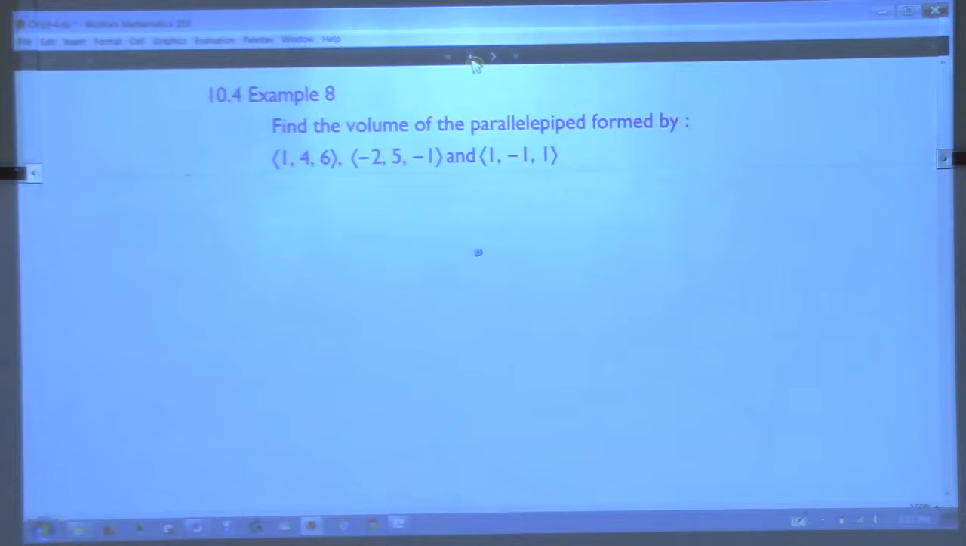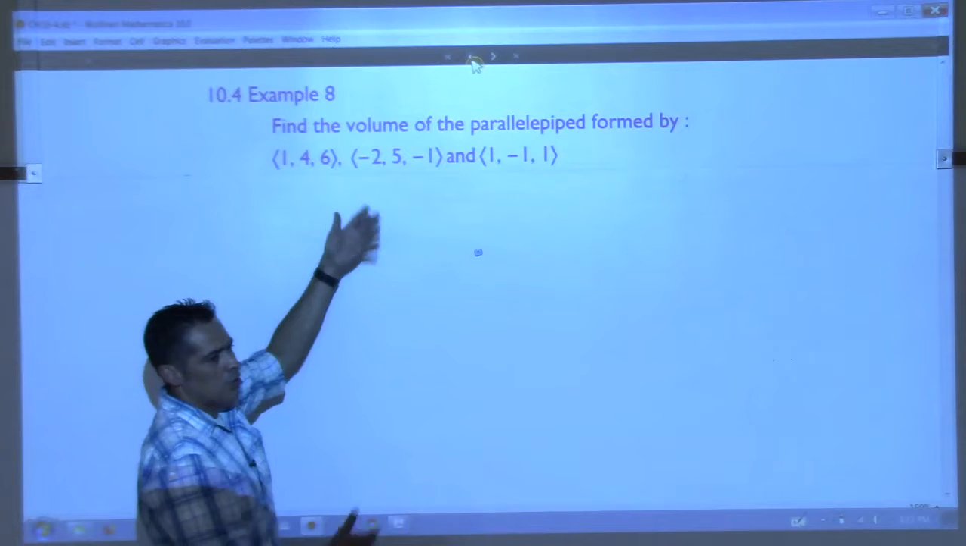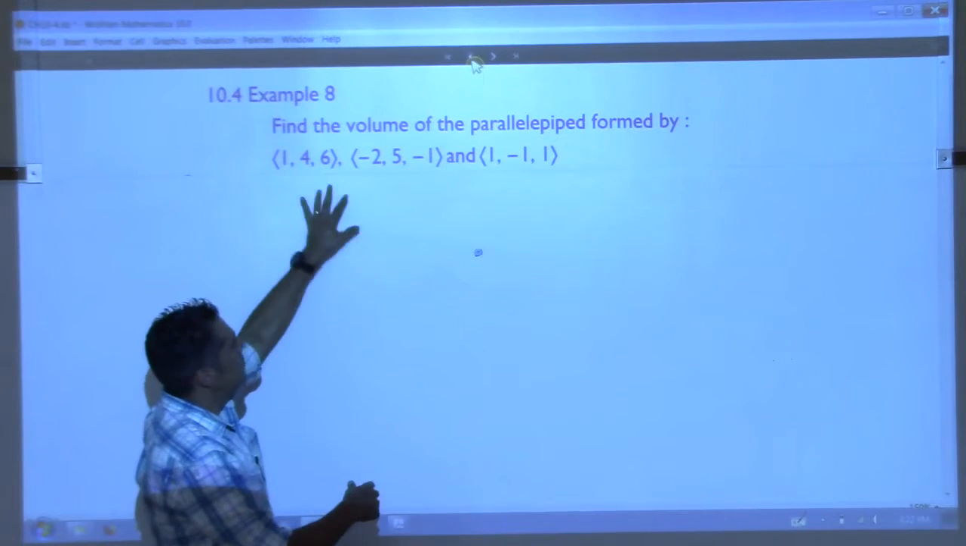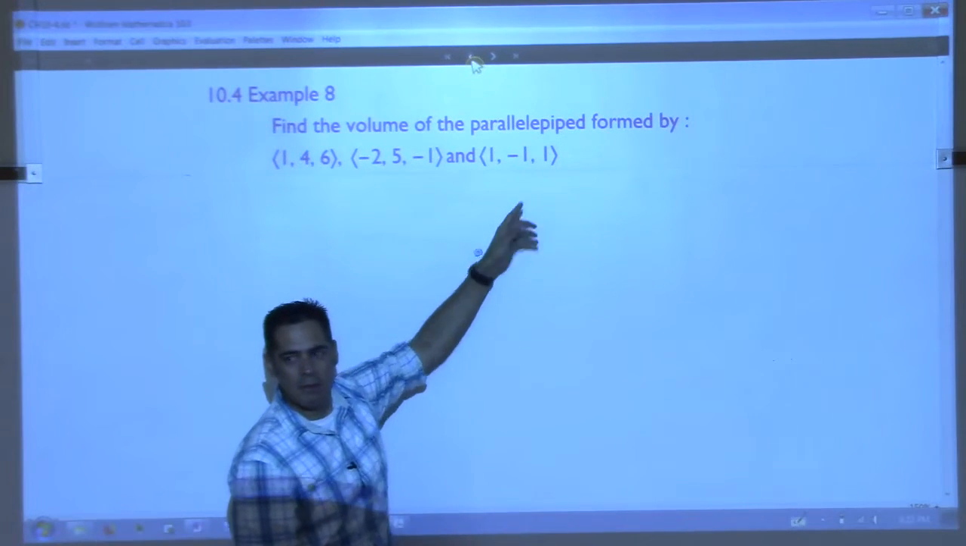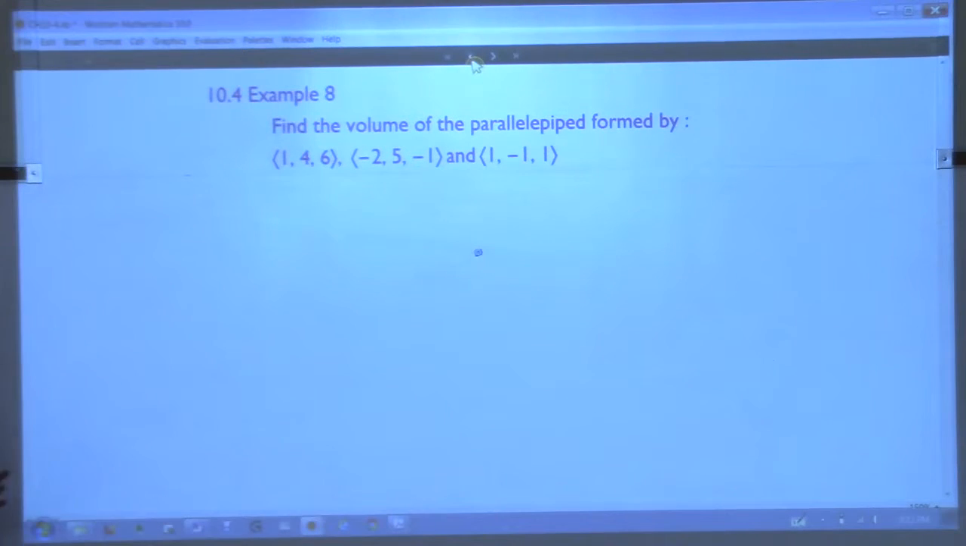I don't think I'm going to go through this example because I think you could do it. Find the volume. So pick any two, cross them. After you're done with that, dot it with the other one. Take the absolute value, sorry, you're done.